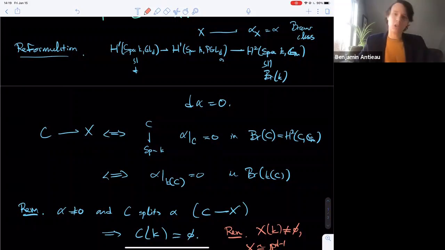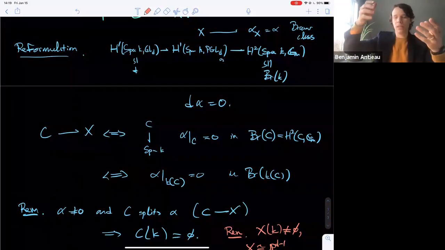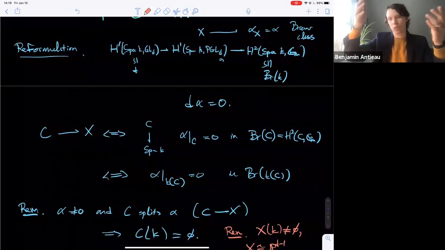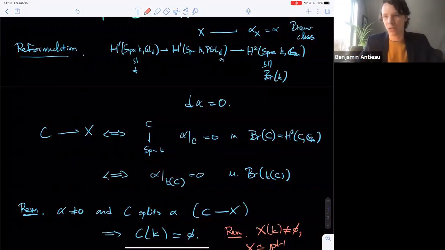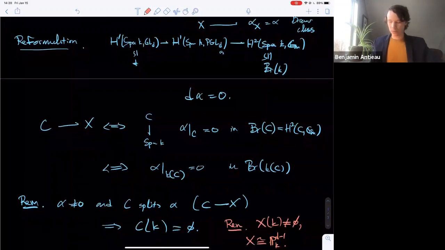On the other hand, if it splits the Brauer class, that means that over the generic point of C, there's a point of this Severi-Brauer variety, because the Brauer class being zero means that there's some central simple algebra in the picture. It's isomorphic to a matrix algebra. In particular, it has a d-dimensional left ideal. That defines a point over the generic point, but C is a curve. So I can spread that map out to some map from all of C to the Severi-Brauer variety. Thanks for the question. Any others?